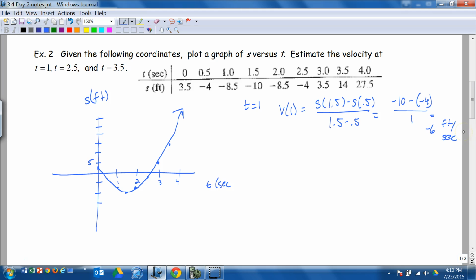And that makes sense. We got a -1. Okay? So at 2.5, same thing. I'm not going to write this whole thing out. Look for 3 and 2. Those are the ones that bracket 2.5.